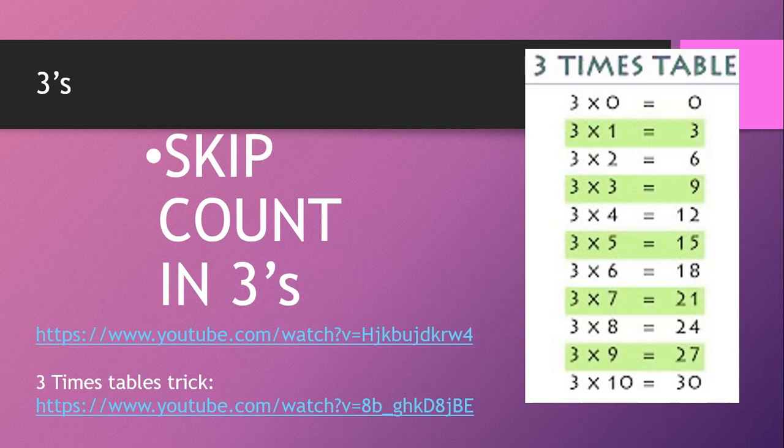So the best way to do it is basically just to skip count in 3s. And we learned how to skip count in 3s this year, at the start of the year, so all of you know how to do it. You also know that 3 times 0 is 0, because any number times 0 is 0. You know that 3 times 1 is the same thing as 1 times 3, and any number times 1 is the number, so it doesn't change. You also know that 3 times 2 equals 6, because it's just double 3.